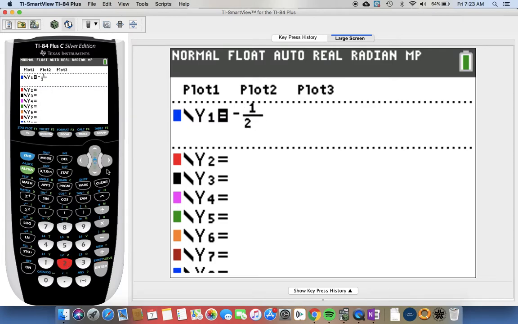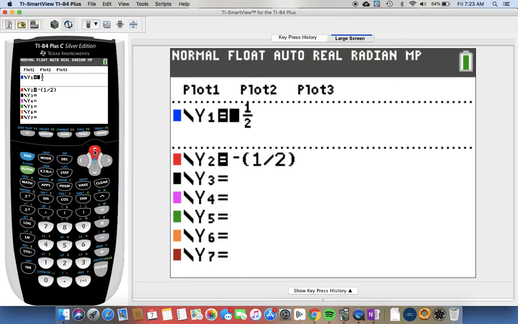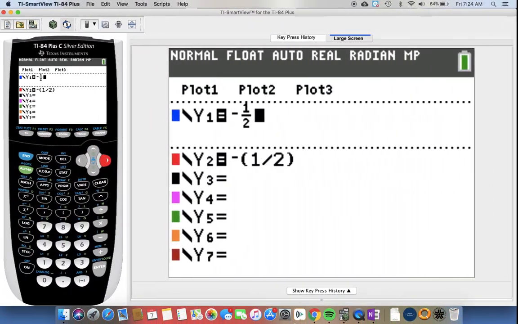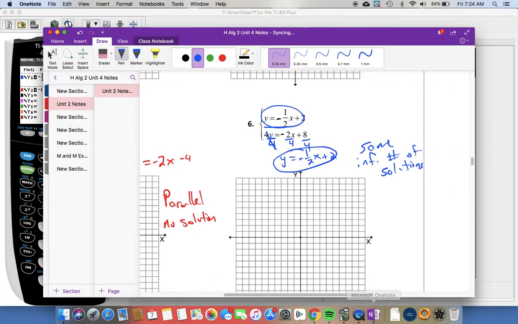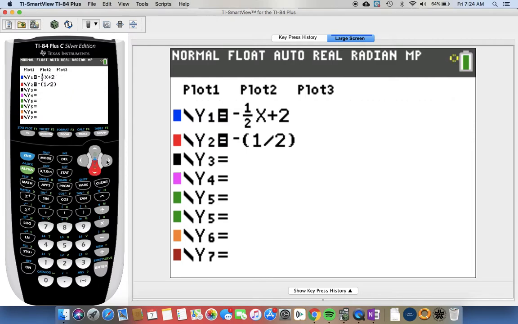For those that don't have fractions that you can use, all you'd have to do differently is put in the negative and then parentheses, type 1 divided by 2. It works the exact same, and I'll show you that it is the same because it should be the same graph. Let's take a look here. We've got -1/2, and then the rest of our equation is the x plus 2. So we type that in here, and then same thing for our second equation, type in the x plus 2 here.